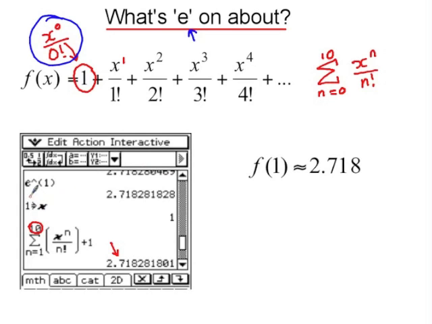Now if you also put in your calculator e to the power of 1, or just e, this is 2.718. What we're showing here is that this interesting function with these powers of x and factorials is one way of calculating e to the power of x, or in this case e to the power of 1, which is also approximately 2.718.